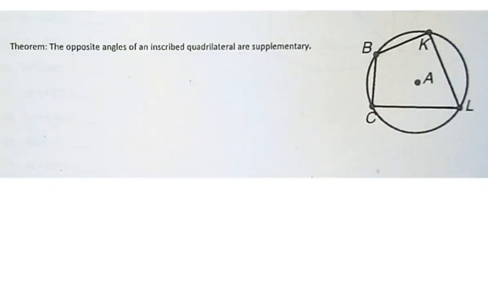And the last theorem we talked about states the opposite angles of an inscribed quadrilateral are supplementary. So that means this angle and this angle add to get 180 degrees. And let's talk about why that is.